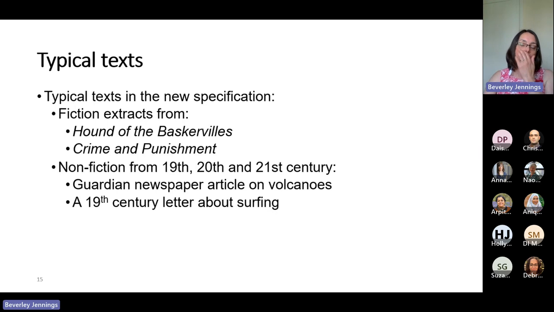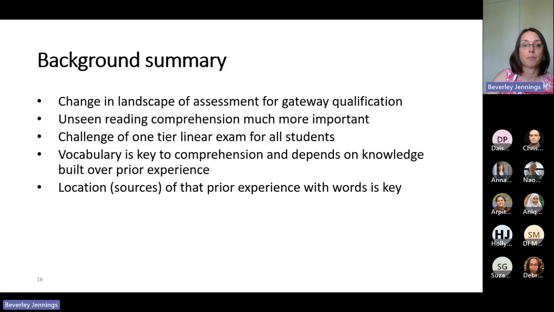So the typical text that we'd find in the specification we teach now is in the fiction paper. They might get an extract from Hound of the Baskervilles or Crime and Punishment. And in the non-fiction paper, you might get a Guardian newspaper article about volcanoes or a 19th century letter about surfing. Monday's exam was the non-fiction exam just a few days ago, and I think they had two non-fiction extracts about trains, one written in the 19th century and one in the 21st century. So that's the kind of thing that we get.